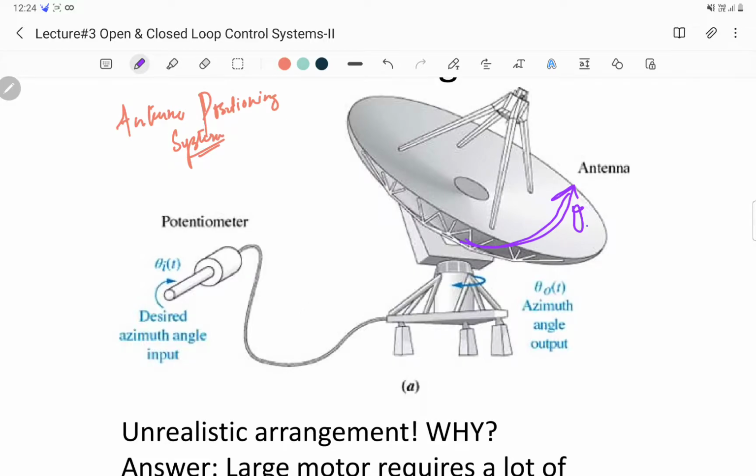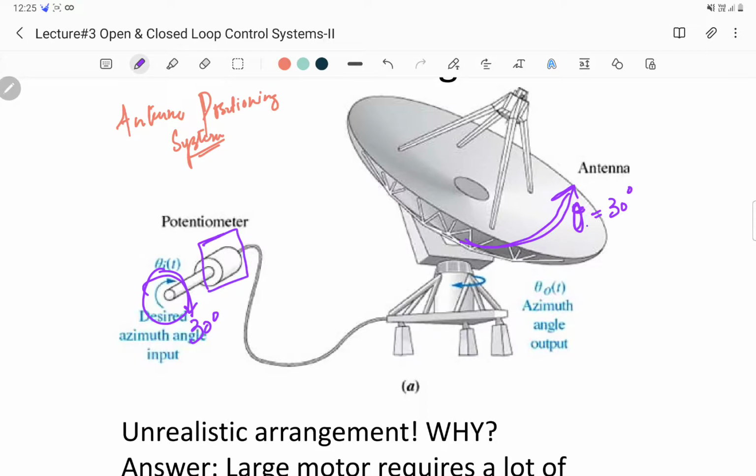We have a dish antenna, a huge dish antenna. Our aim is to rotate this antenna system by some predetermined or predefined angle. Say for example, in this case, we want to rotate it by an angle theta equal to 30 degrees. So we move the shaft here by 30 degrees. The shaft is basically connected to a potentiometer.